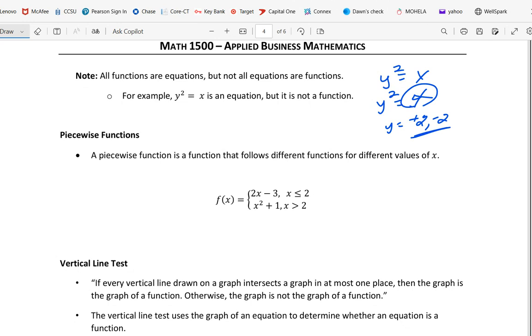Okay. Very quickly, a piecewise function is a function that's made up of two pieces. I've got the 2x minus 3 and x squared plus 1.